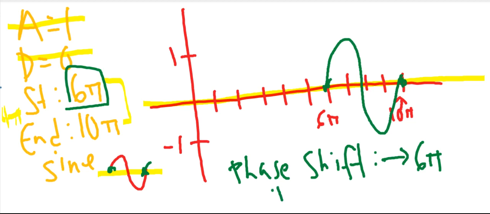If we think about the period now, if it starts at 6 pi and ends at 10 pi, that means it takes 4 pi to basically repeat. So this is the period. It takes 4 pi to repeat. Usually for the parent function, it was 2 pi. So therefore, you know that it was stretched out.